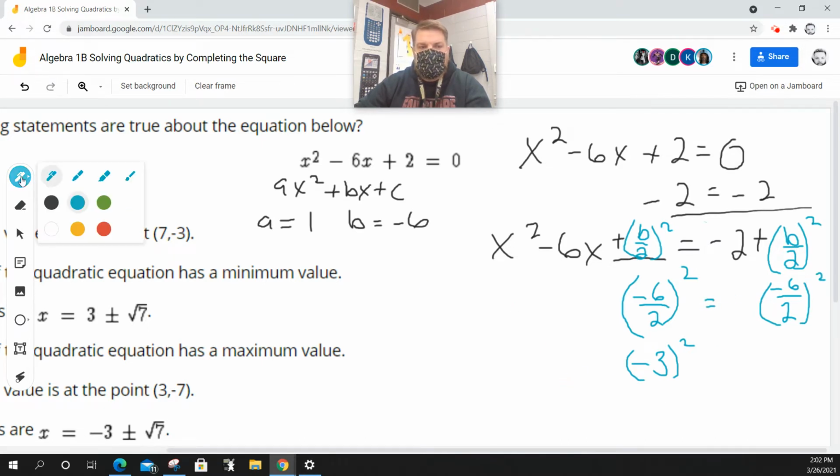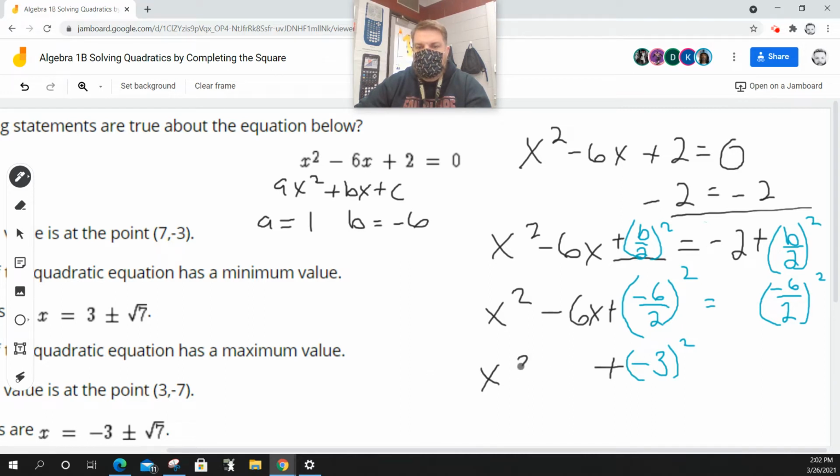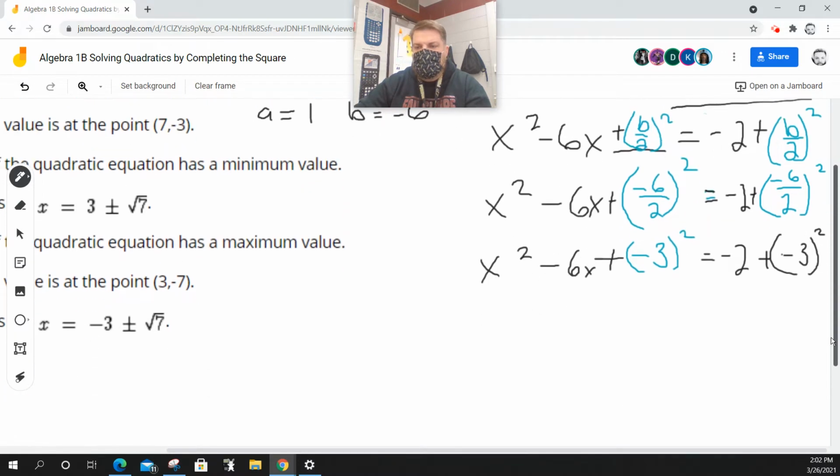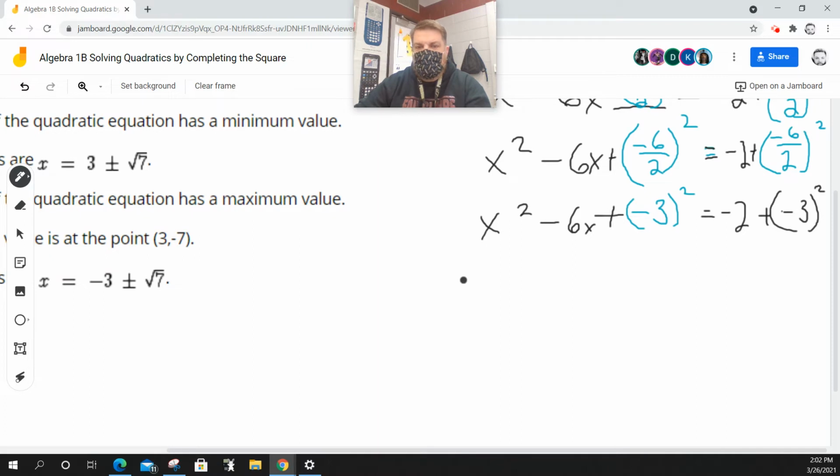So the rest of the stuff still stays the same. So this is still x squared minus 6x plus this stuff, and this is equal to negative 2 plus this stuff, which is negative 3 squared. Well, what's negative 3 squared? 9, right? Because remember that negative 3 times negative 3 equals a positive 9.